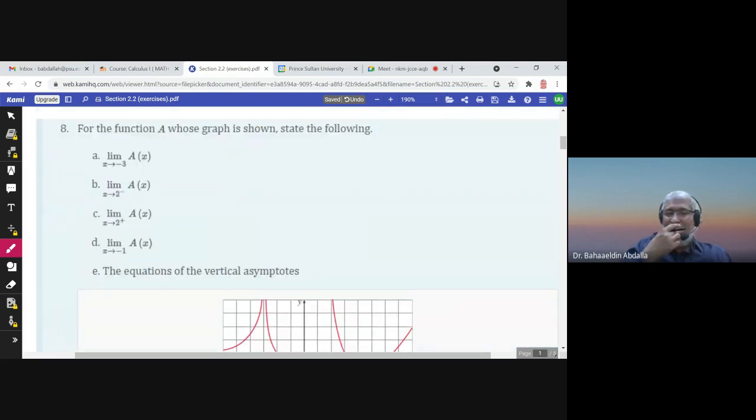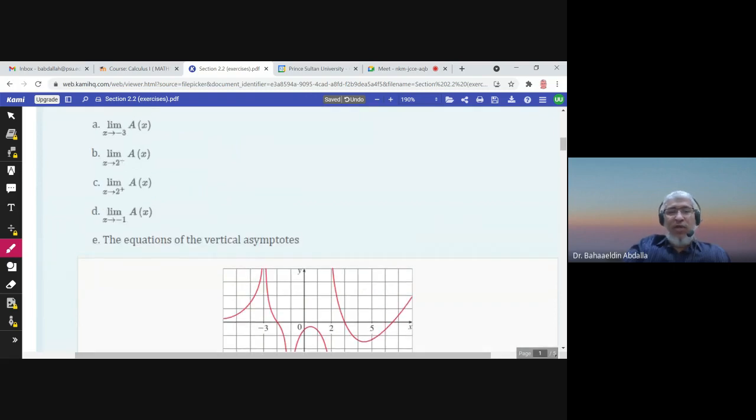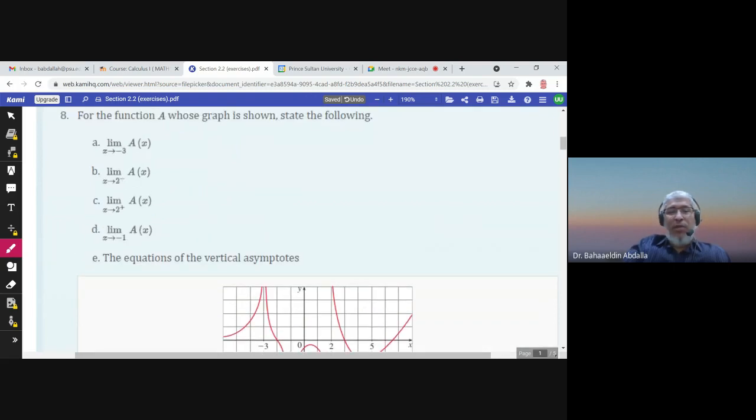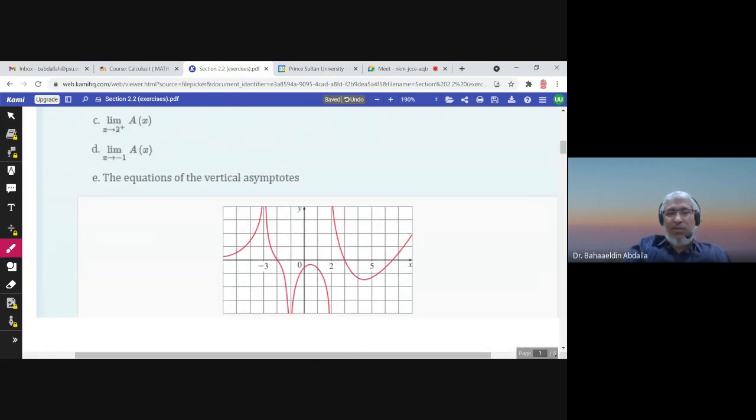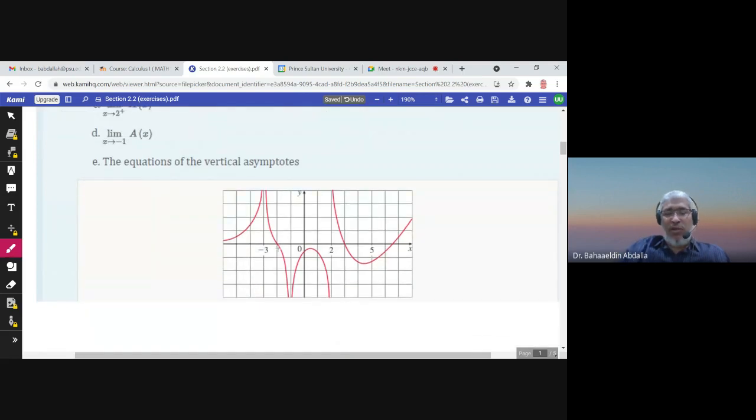Another question: for the function a whose graph is shown, state the following. So this is another function. Find the limit of a of x when x approaches -3. Okay, he did not say from the right or from the left. So this is -3. Let us approach -3 from the right.